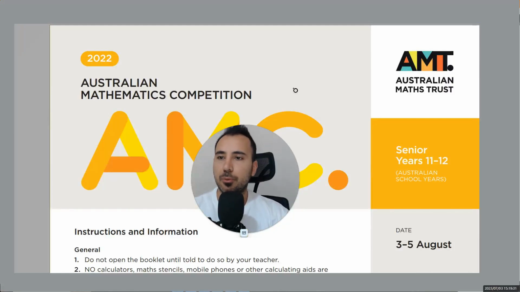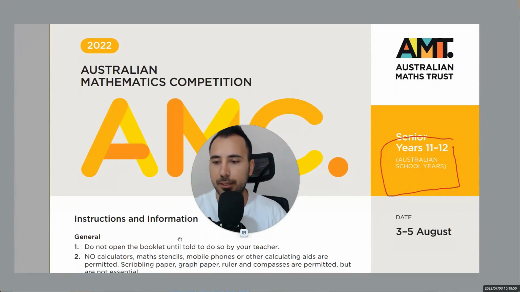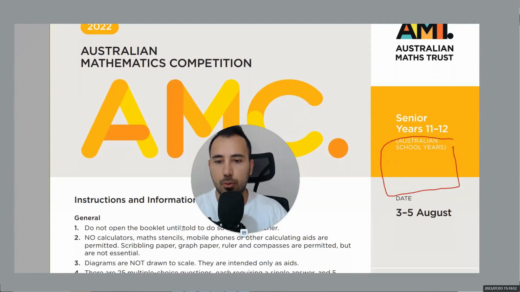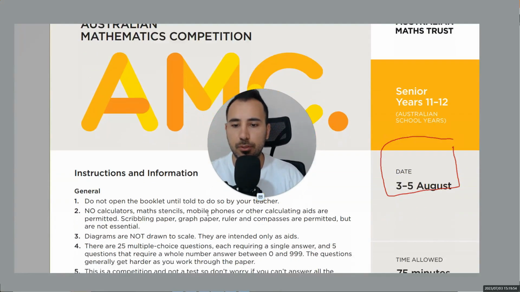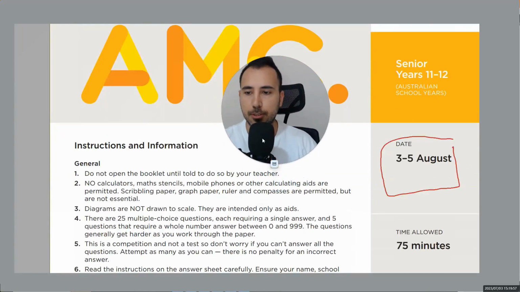In this video, we're going to do the Australian Mathematics Competition 2022, and as you see, it's going to be the senior level, years 11 to 12. I know in about a month, a lot of you will take part in the competition in August. So just a quick point right before we start doing the questions.